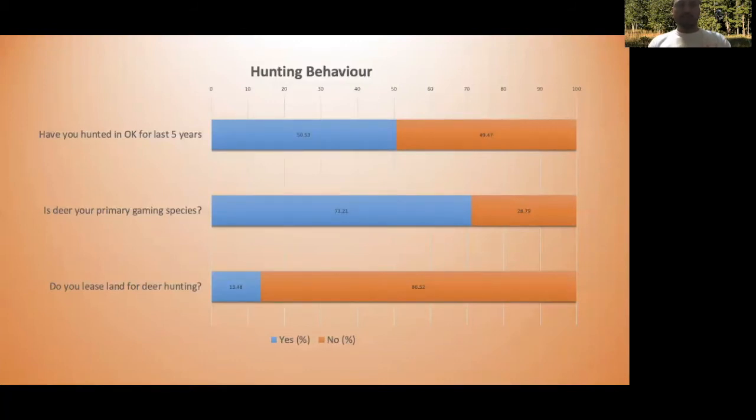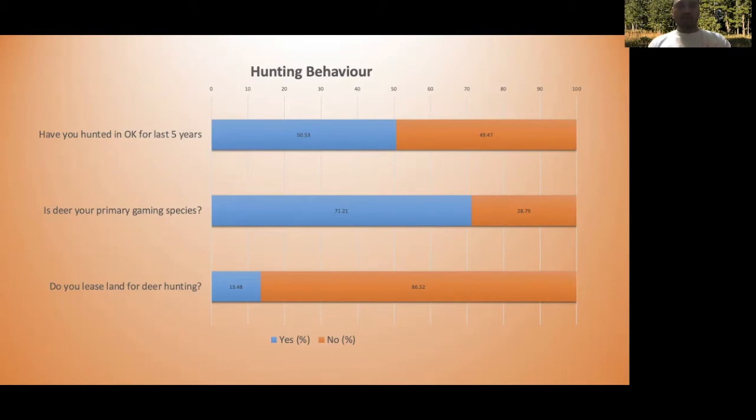Shifting gears to hunting behavior, we asked if our respondents have hunted in Oklahoma in the last 5 years. About 50% of the respondents have hunted in Oklahoma in the last 5 years. We further asked if deer is their primary game species. 71% of the respondents said deer is their primary game species. This reflects that deer hunting is an important part of hunting culture in Oklahoma.